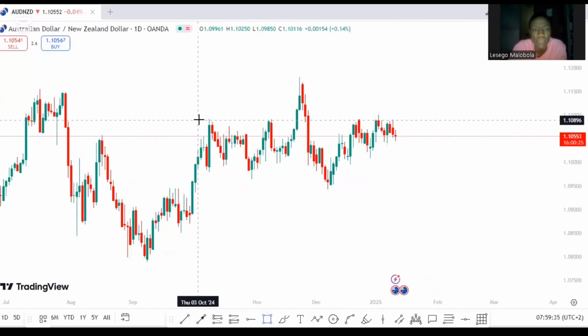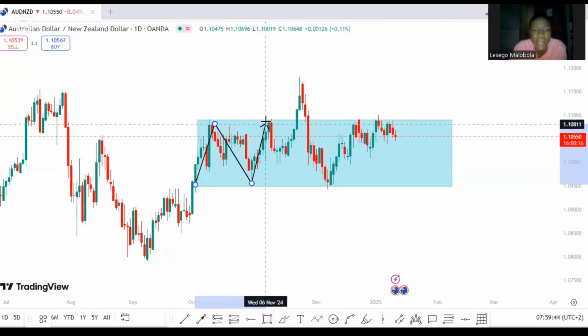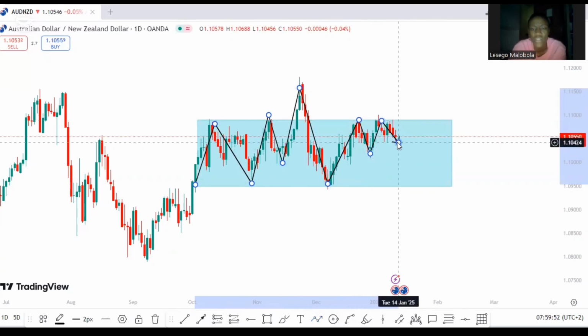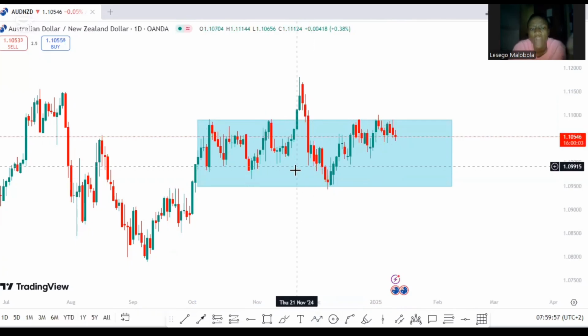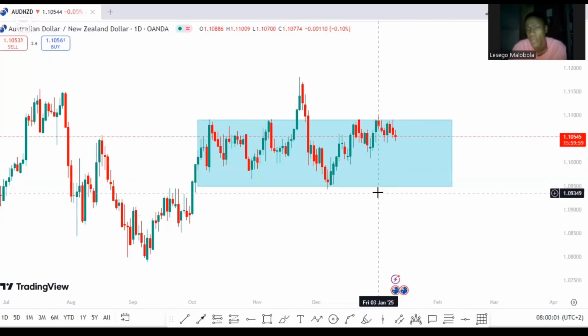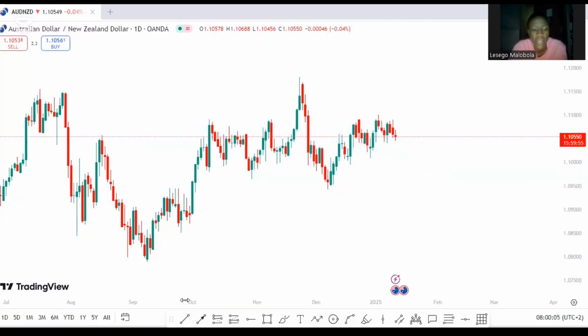But what I do see is that price is currently ranging between these two levels right over here. As you can see, guys, it's obviously giving us some fake outs, then getting back into the range, right? So price is literally just ranging. Nothing is really going on from the daily perspective, guys. So all we have to do is wait for price to either break up or down in order for us to make a decision and know what we're gonna do next.